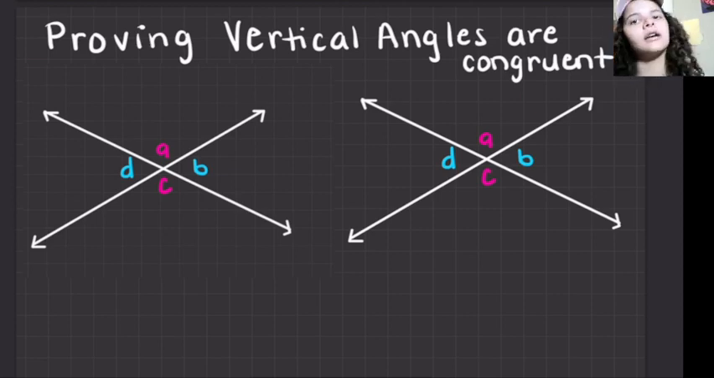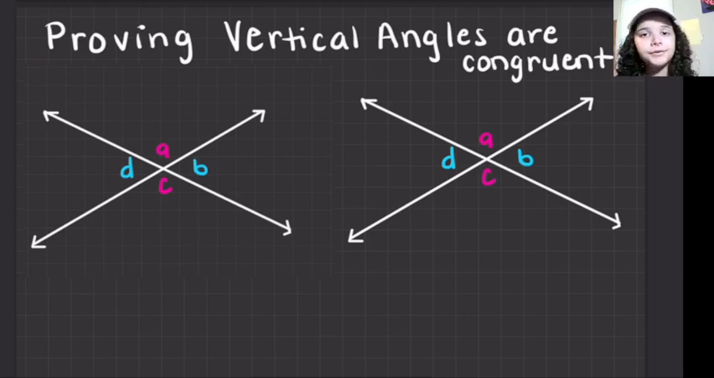So first thing we're going to talk about is proving that vertical angles are congruent, okay? So on my screen right now, there are two pairs of vertical angles. We have A and C, which are both in pink, and we have B and D, which are both in light blue, okay? Remember, vertical angles are just angles that are directly across from each other or diagonal from each other, and they are congruent, okay? Now, today, like I said, we're going to discuss the reason why they're congruent.